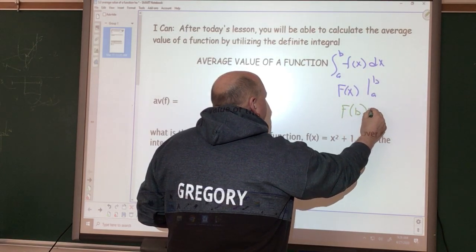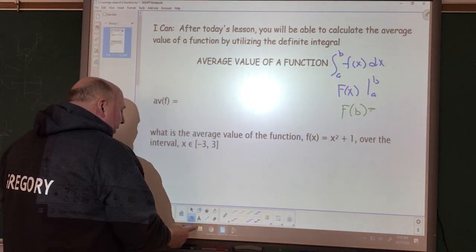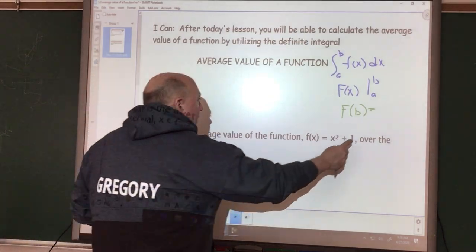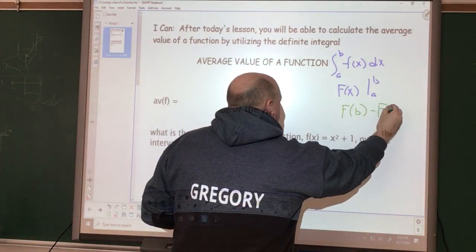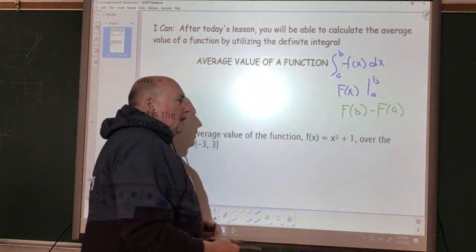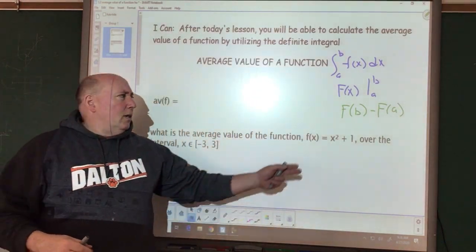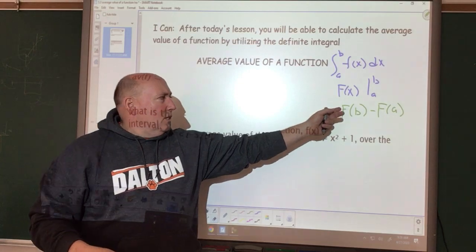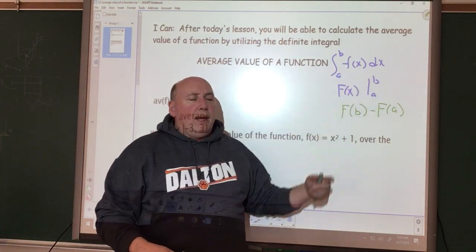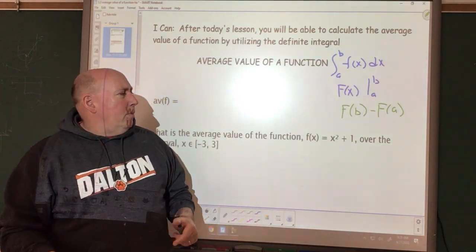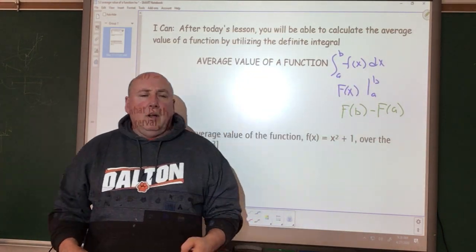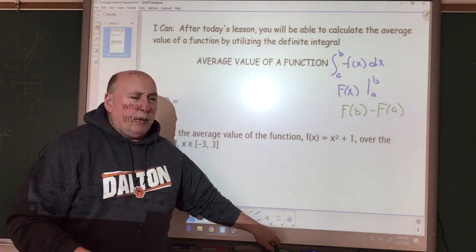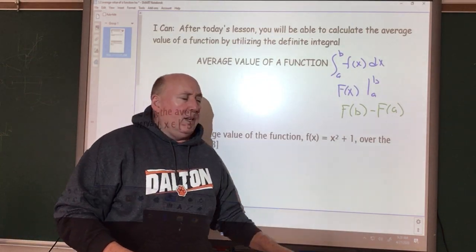we evaluate our antiderivative at b and subtract off the calculation of our antiderivative at a. So we determine what the antiderivative is. We evaluate from a to b. So we do the top value first and subtract off the bottom value. And that's how we calculate our definite integrals.